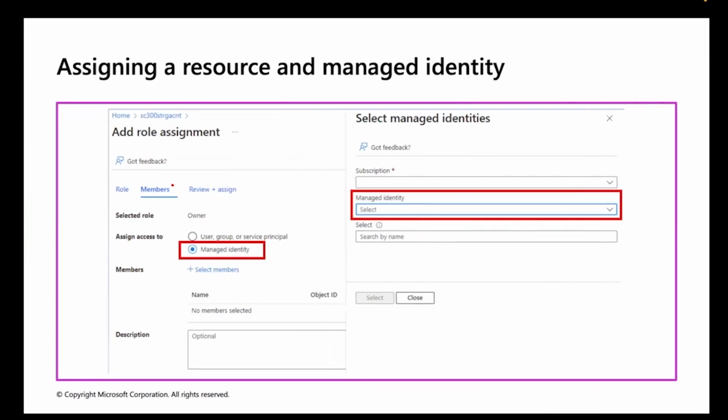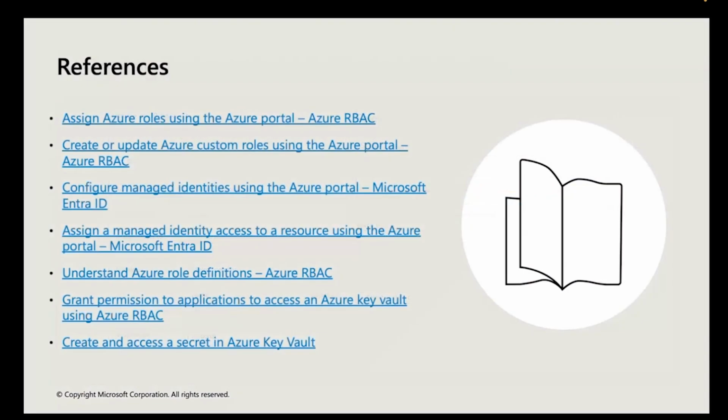Now what next do we have in this? Let's see. We have some links here. These links are mainly related to Azure RBAC, creating and updating an Azure custom role, managed identities, assigning and managing identity access to resources using the Azure portal, understanding Azure role definitions, Azure RBAC, Key Vault, and creating an access secret in Key Vault.